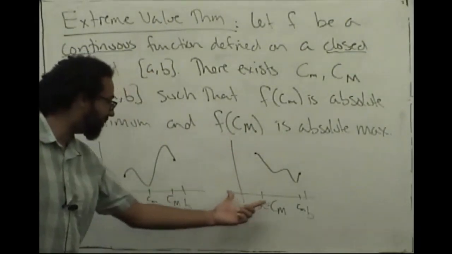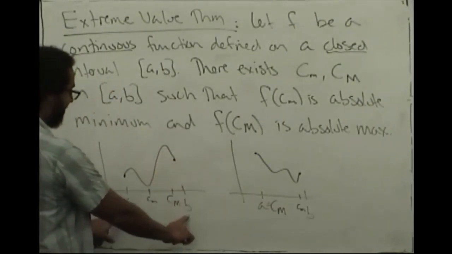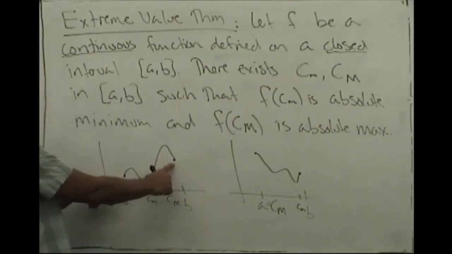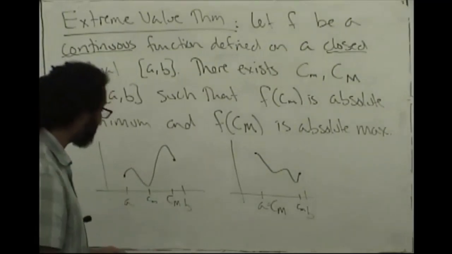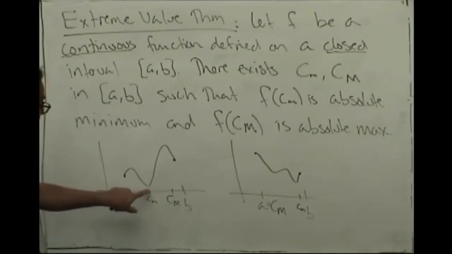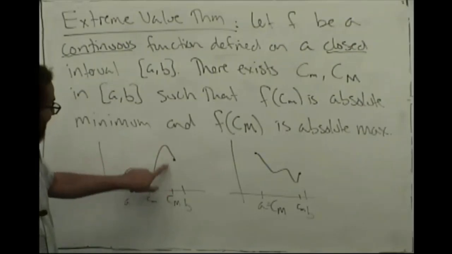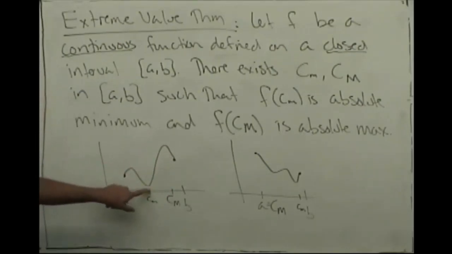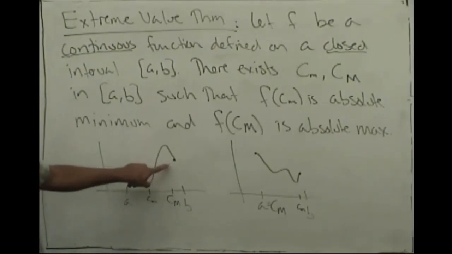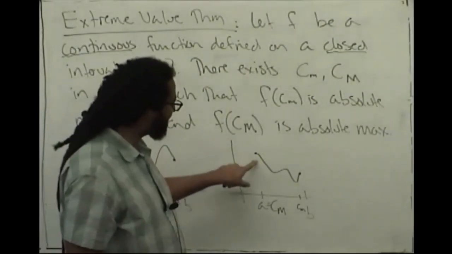So here's a picture of this situation. Here you've got a continuous function on the closed interval from a to b. Basically, you've got a piece of string and you need to connect these two dots, an unbroken piece of string. There will be a lowest point, so here's where the lowest point happens at c little m, and here's where the highest point happens at c capital M. So there is an absolute minimum value at f of c little m and an absolute maximum value at f of c capital M.